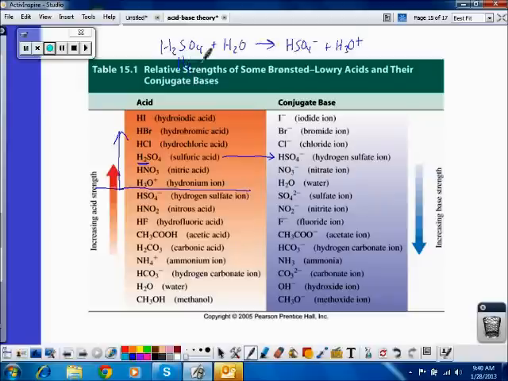So that's going to be HSO4 minus plus water. Since HSO4 minus is a weak acid, that's going to be equilibrium. And we're going to look at these types of acids, which are called polyprotic acids because they have more than one H+. We're going to look at those in a little bit.